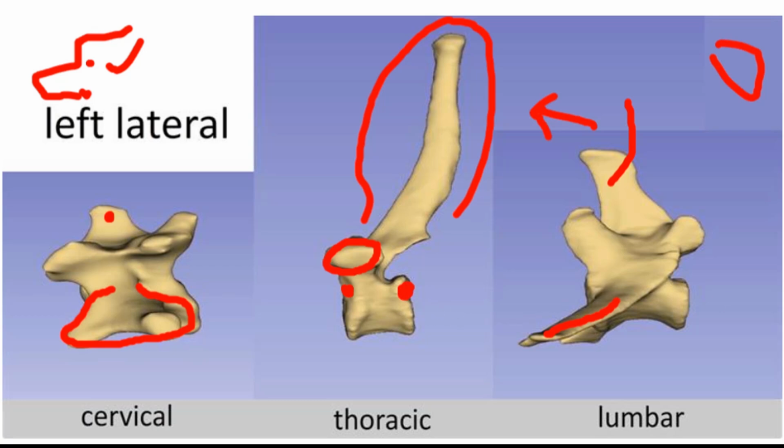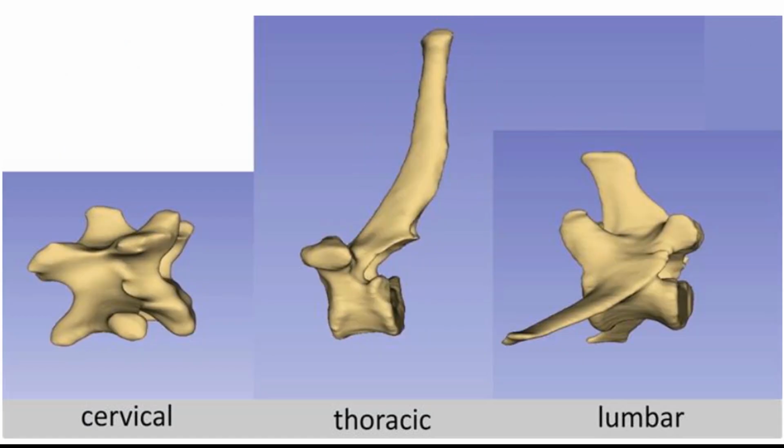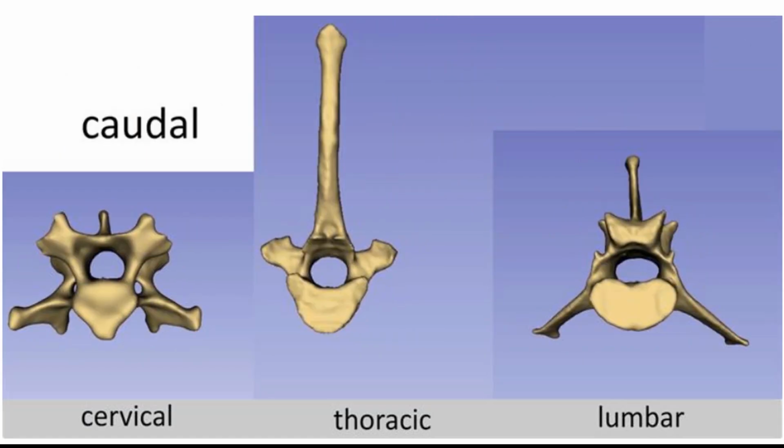We can further look at these vertebrae then if we take them into a caudal view and make a few more general comparisons, and that is of the articular surface. So the articular surface in the lumbar region is in the more vertical plane. Okay, so they go up and down, and you can see the articular surface in the thoracic and cervical regions. They're in the more horizontal plane.